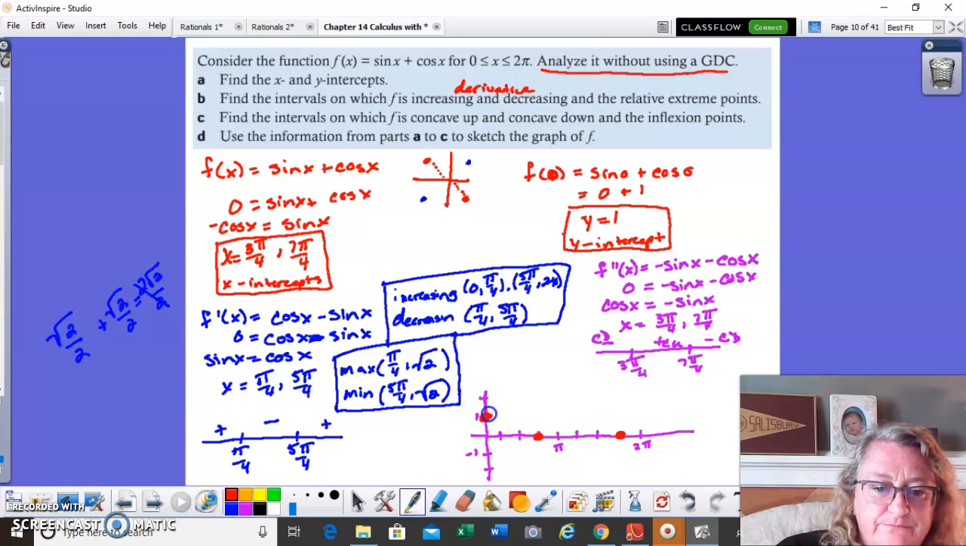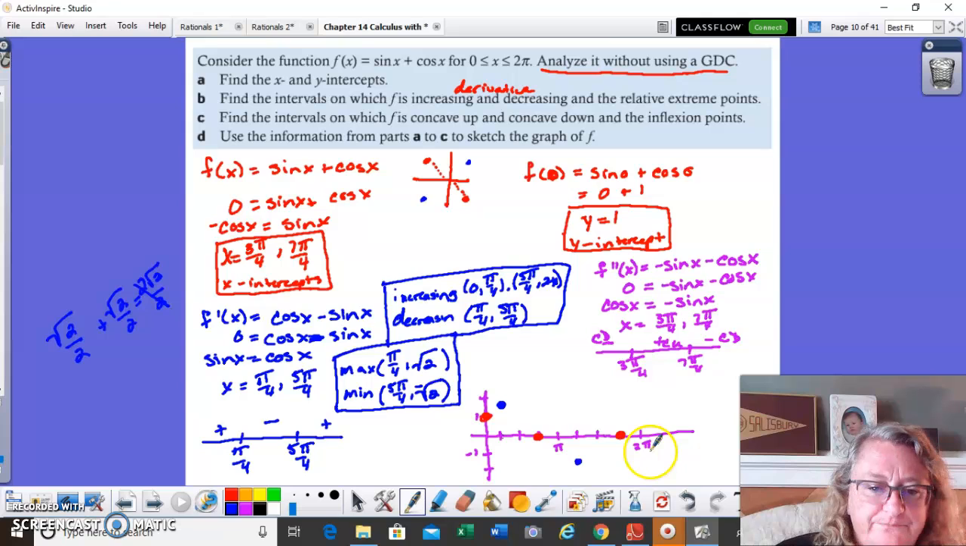Great. All right, then we can go and do our minimums and our maximum. Our maximum point was at pi over 4 and square root of 2. Square root of 2 is like 1.4. So we're just going to estimate where that is on the graph. So pi over 4 and right about there is going to be my maximum. And my minimum is going to be at 5 pi over 4. That's 4 pi over 4. 5 pi over 4. And negative square root of 2. Was that right? I wrote that wrong. It should be negative square root of 2. Go back there and add that negative on there.